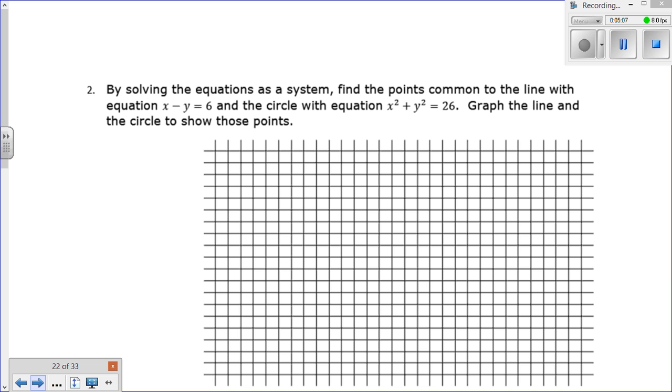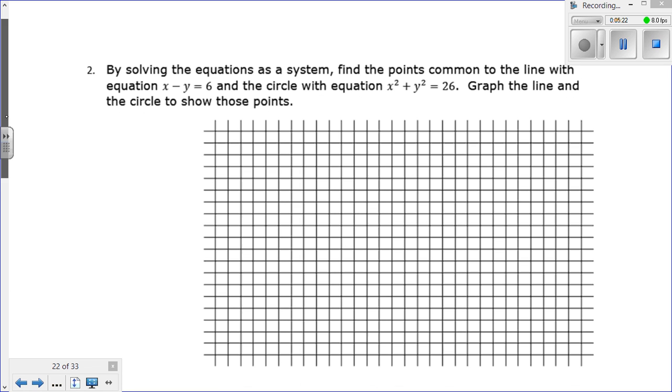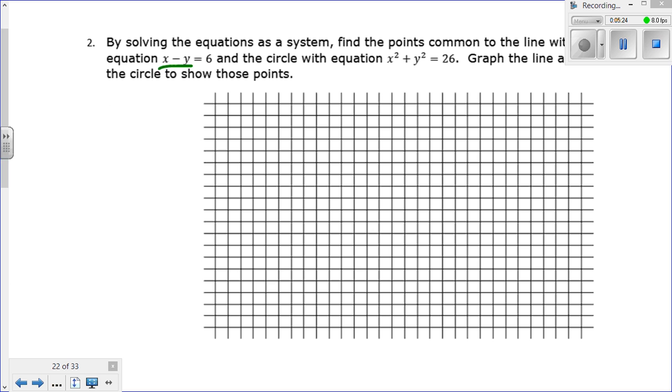By solving the equations as a system, find the points common to the line with the equation x minus y equals 6 and the circle with the equation x squared plus y squared equals 26. Graph the line and the circle to show the points. Well, the first thing I'm going to do is work with this and get it equal to x. I'm going to add y on both sides. So x equals y plus 6.